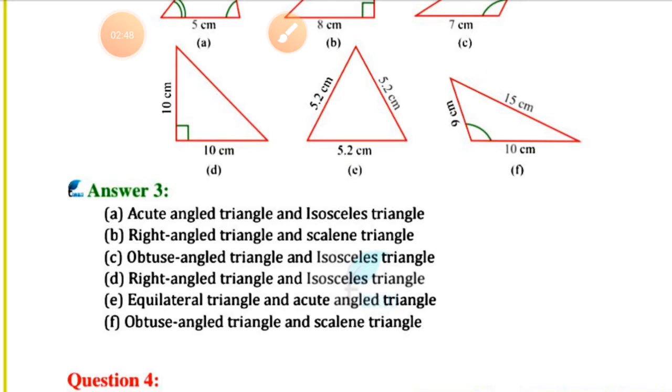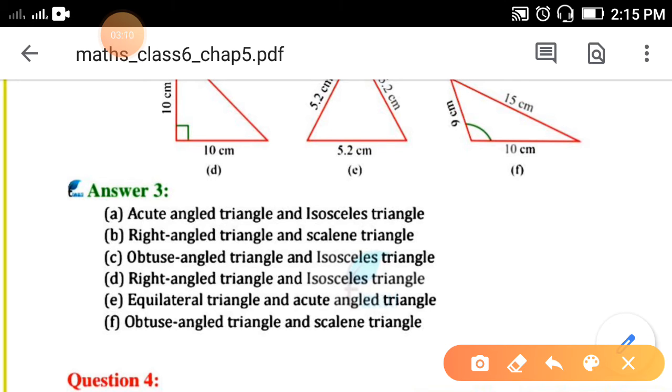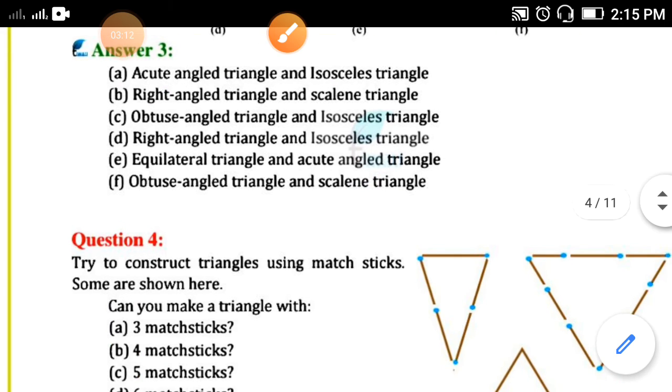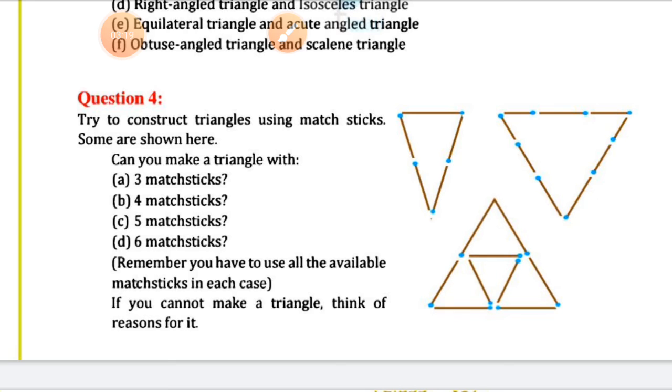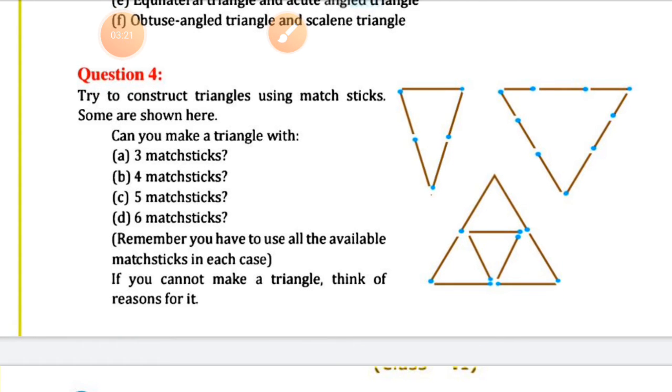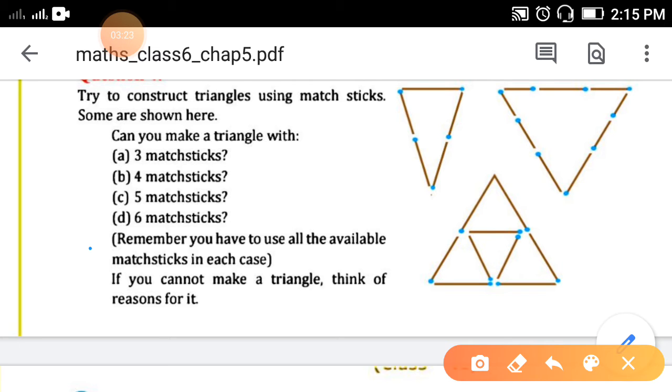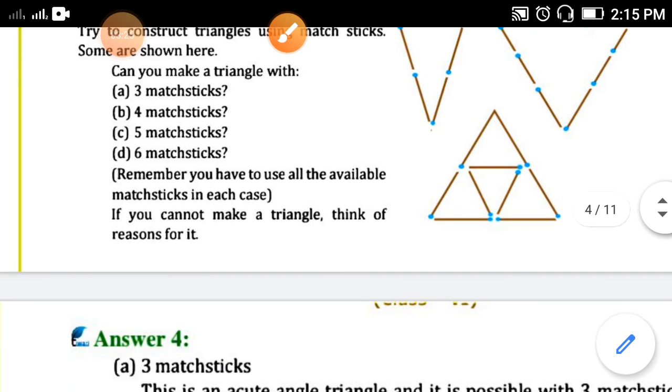D. One right angle, so 90 degree, right angle triangle, and two sides are same, so isosceles triangle. E. All three angles less than 90 degrees, so it is an acute angle triangle, and three sides are same, so equilateral triangle. F. Angle is more than 90 degrees and all three sides are different, so obtuse angle and scalene triangle. Question number 4, that is practical work. You have to construct triangles using matchsticks. How many matchsticks you can use is given, so you can do it at home. It is just a game.